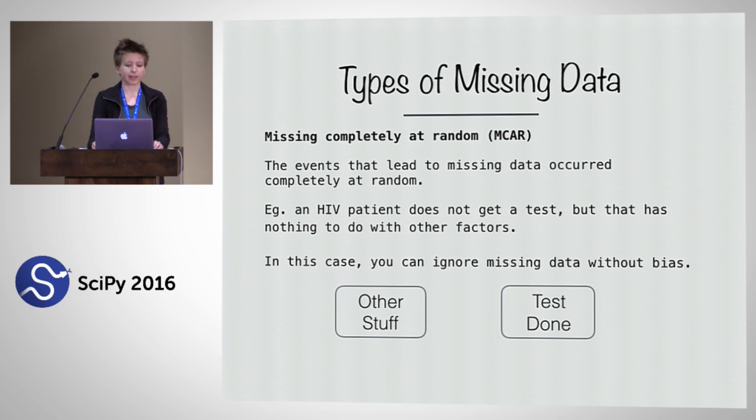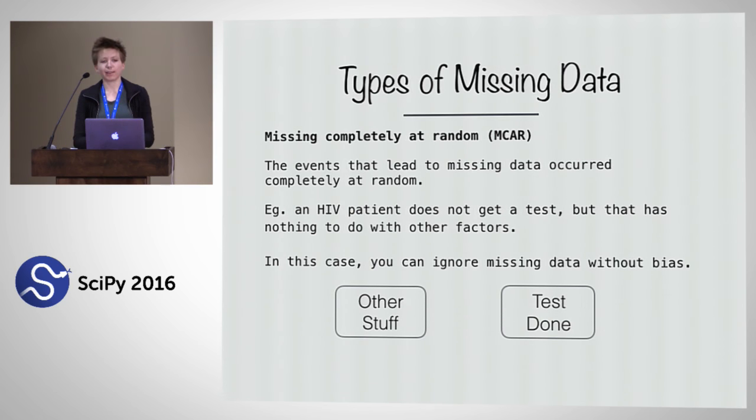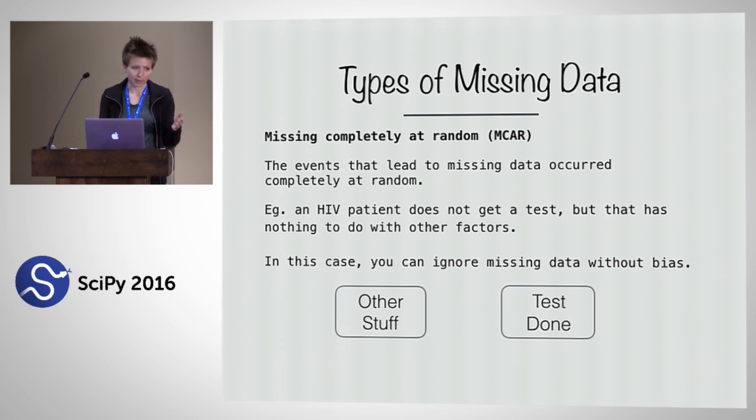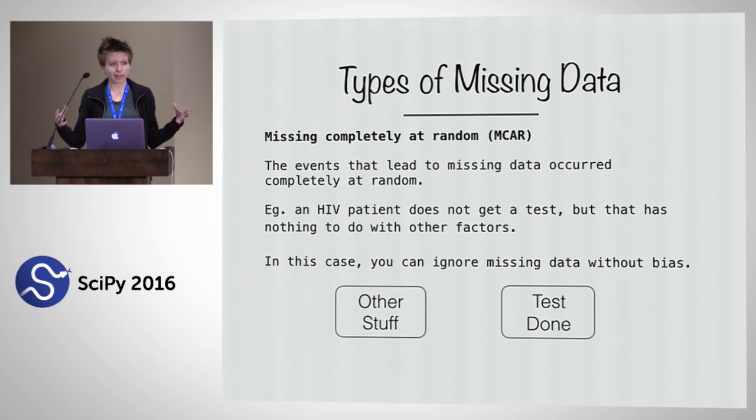And finally, there is the holy grail, which all of us want, which is data missing completely at random. So this means that the event that led to the missing data actually occurred completely at random. It's just like you have a complete data set and you just decided to ignore a few of them. You can still draw all of the exact same conclusions because your data set is just a little smaller. There's no reason why that data was missing. So in this case, whether or not the test is done just doesn't depend on anything.